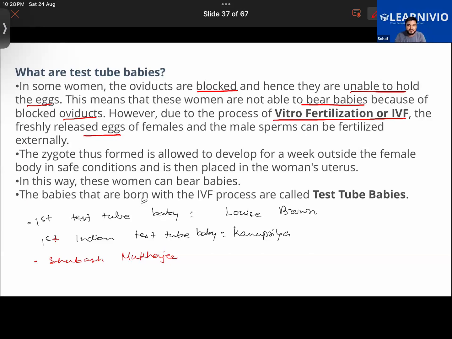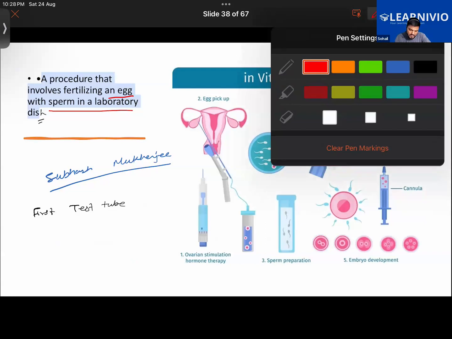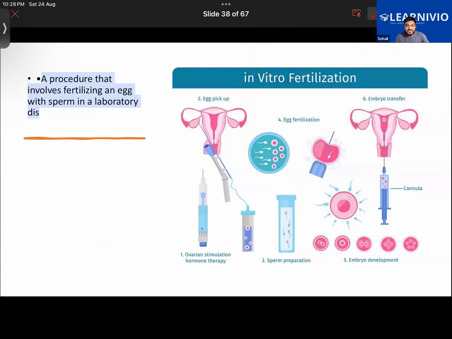Now moving on, let us understand how this method is done. First of all, certain hormones would be given to the female in order to trigger the release of the ovum. Getting it, everyone? The first step would be ovarian stimulation hormone therapy. Some hormones would be injected into the body of the female, so that the ovary would be releasing the ovum. That thing is clear.